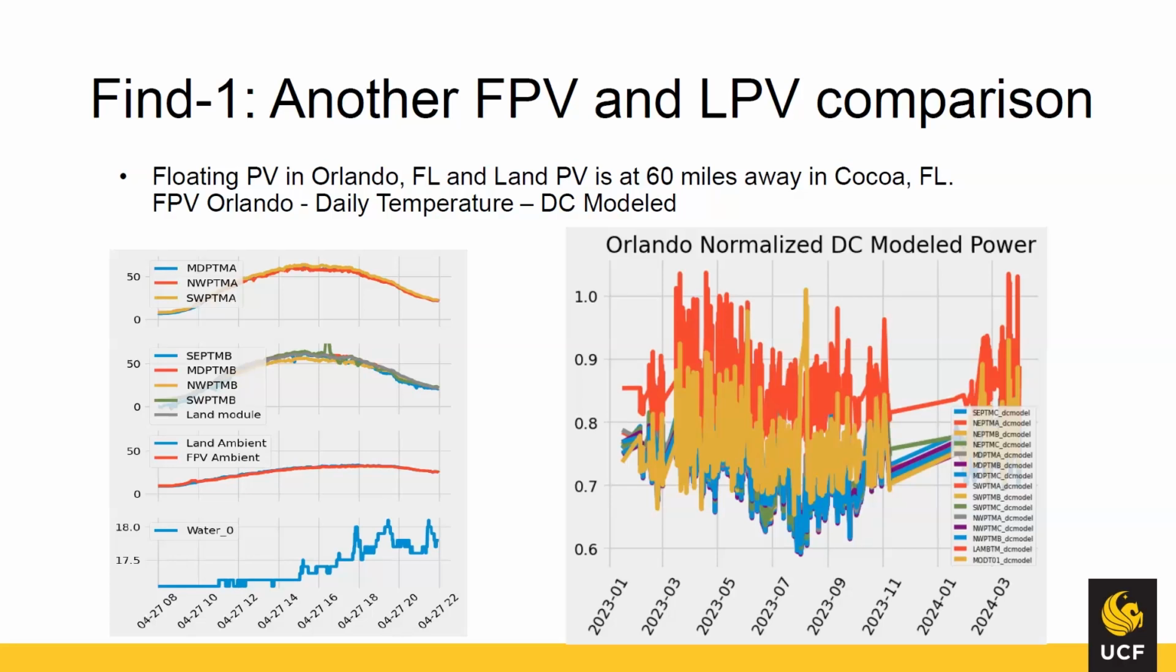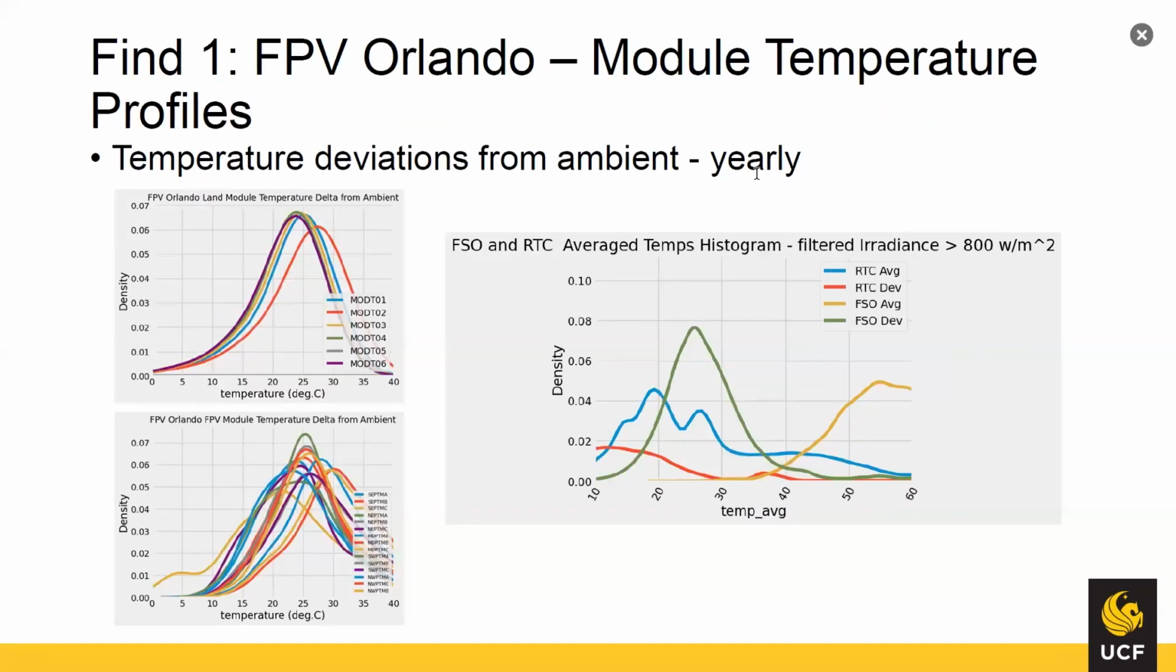One of the questions here: what was the temperature coefficient of the panels used? I don't have that offhand, but I did use it for the modeling. For the models, I did a CEC 5-parameter SAM model and plugged in the temperature for the floating system, which you'll see on the next slide, and the irradiance for either the floating PV or the land-based PV. For this analysis, Cocoa is 60 miles away from Orlando, where the floating PV system is, so I used the localized irradiance and module temperatures.